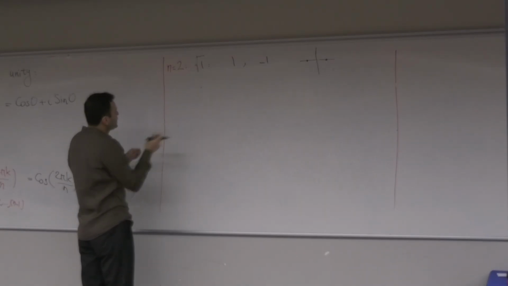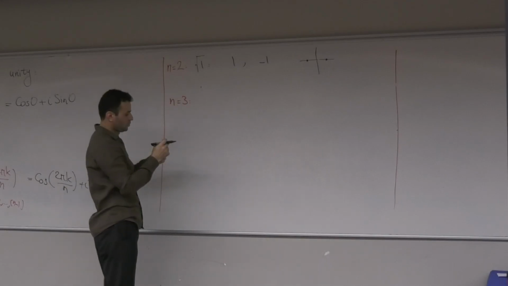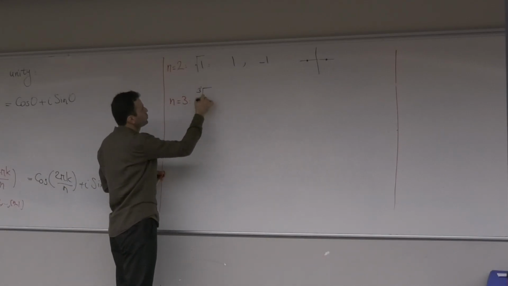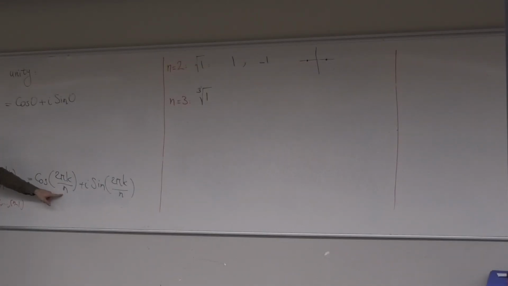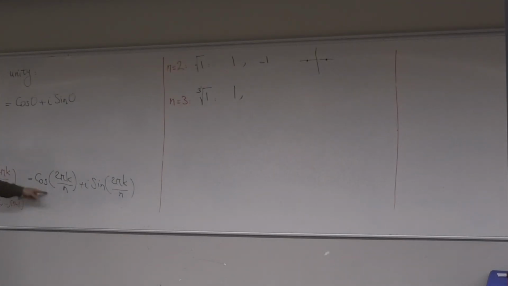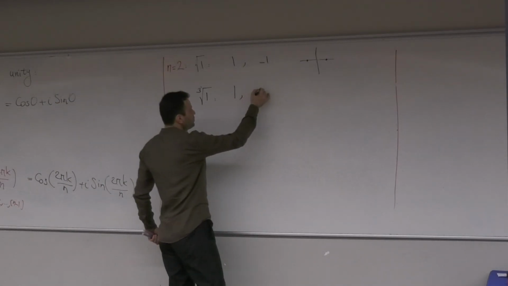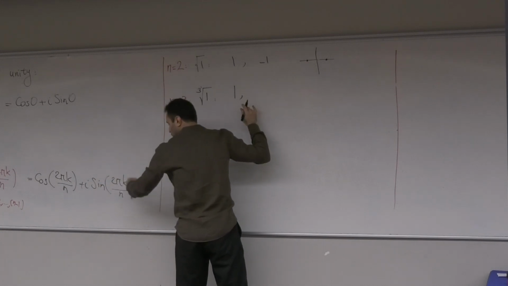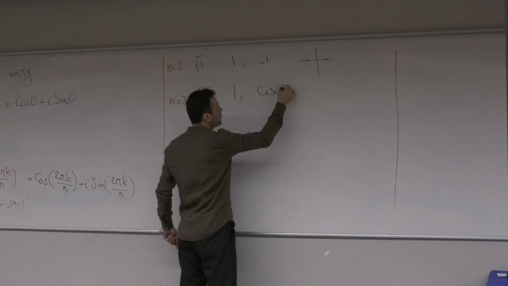What about the case that n is equal to 3? What are the third roots of 1? We are just going to select n equal to 3 and place the values of k equal to 0, 1 and 2. If we place the value of k equal to 0, again it is going to be 1, the first one. What about the second one? Cosine of 2 pi times 1 divided by 3, which is cosine of 2 pi divided by 3, plus I times sine of 2 pi divided by 3. Let me write it as the CIS of 2 pi over 3.